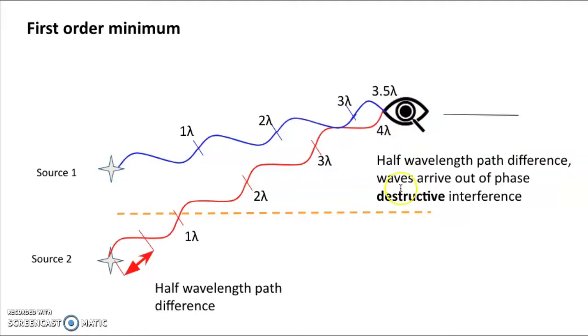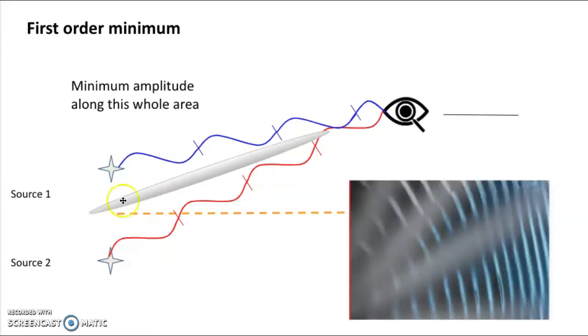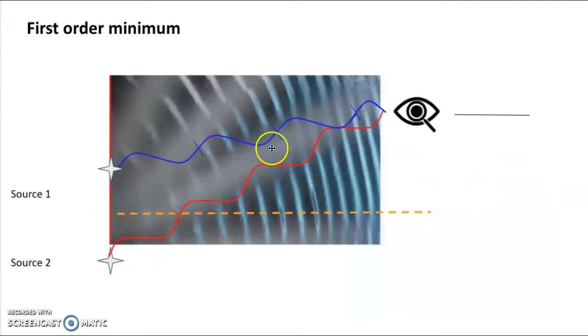If we move up a bit across the pond and observe the wave amplitude here, the waves from source 1 have only travelled 3.5 wavelengths. The waves from source 2, though, have travelled the full 4 wavelengths. Because they're arriving half a wavelength path difference apart, the waves arrive out of phase, which causes destructive interference. Seeing that on the water, that's the area that Derek grays out in his video. If I overlay that, you can see that's where you get minimum amplitude, because at any of those points the waves would always meet out of phase.